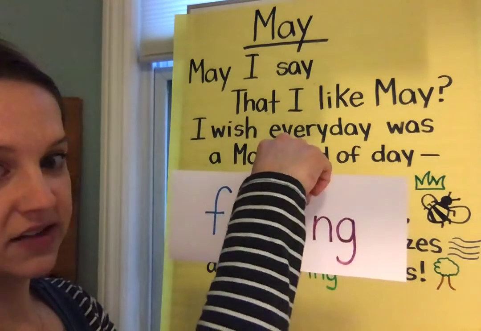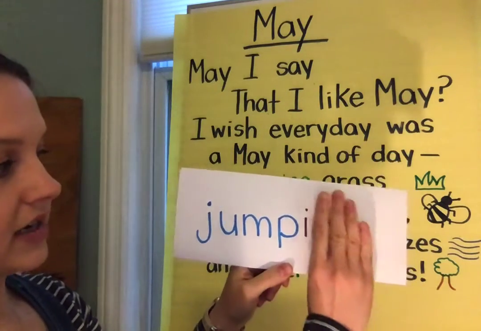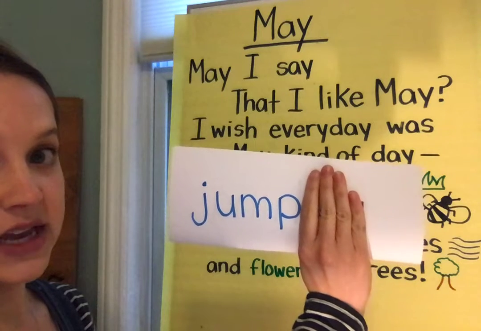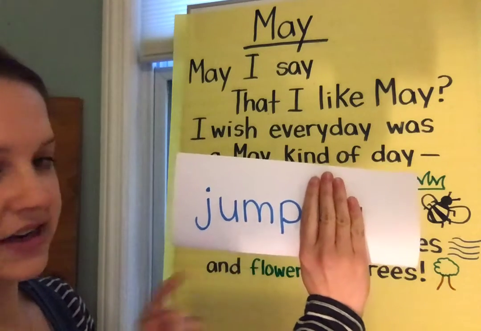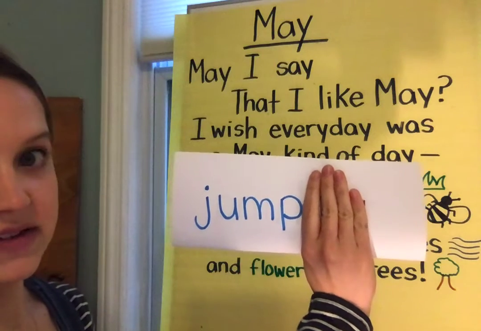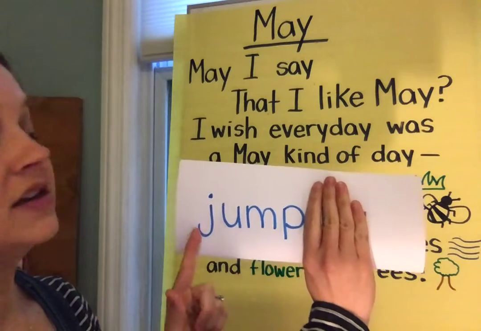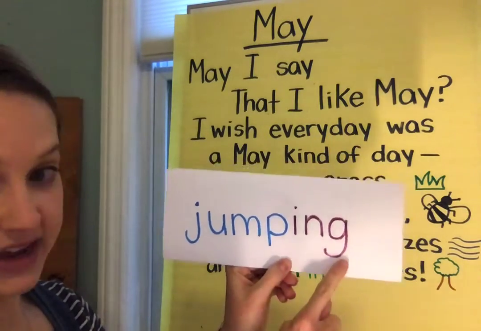Let's try another one together before we look at the poem. If we look at this word, first we want to take off that ending and stretch the sounds at the beginning to figure out the beginning chunk of the word. This one has 4. Go ahead and see if you can stretch that on your own. All right, and let's stretch it together. Jump. Jump. Now we'll add the ending. Jump, ing, jumping. Excellent.